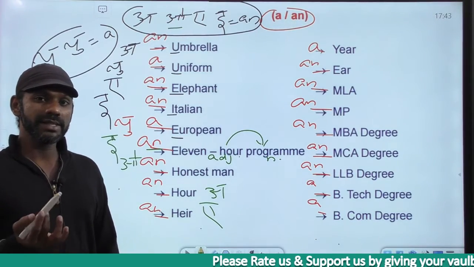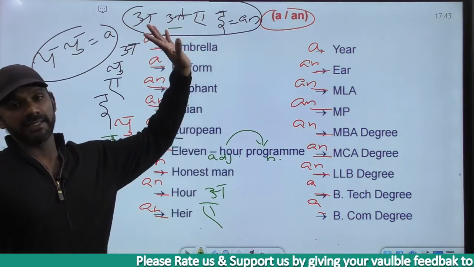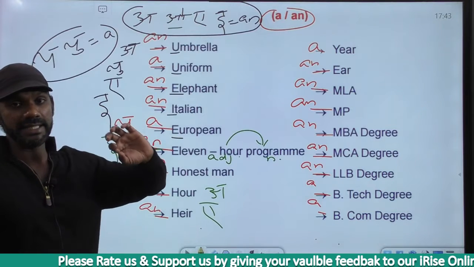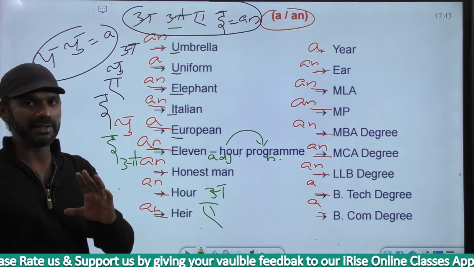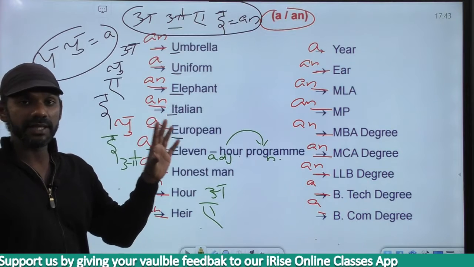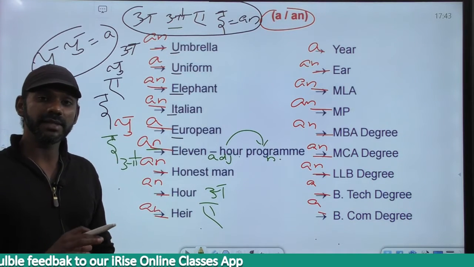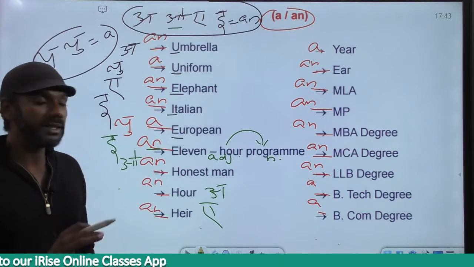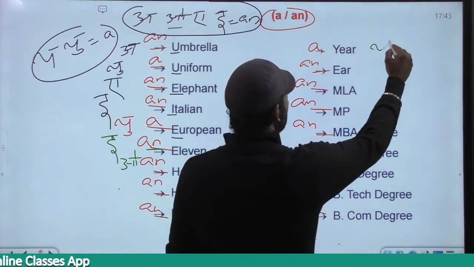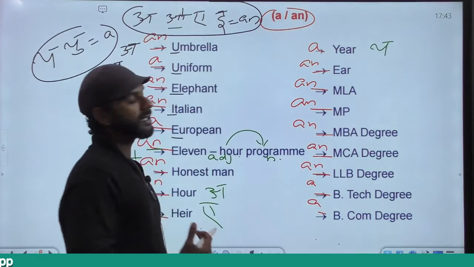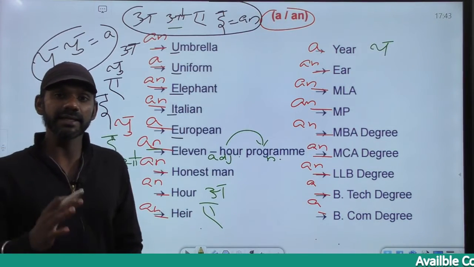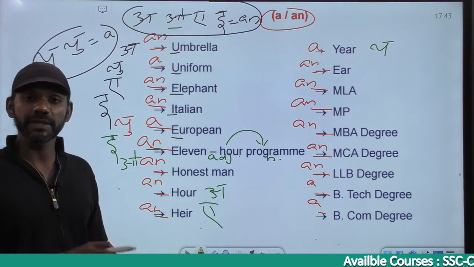Year, if the first sound is E, it must be an. Right? If the first sound is E... year, Y-E-R is not E actually. But I said it is a year. Y-E-A-R is pronounced as year. For year, the first sound is ya, then comes E. The first sound is ya, so it must be a year.